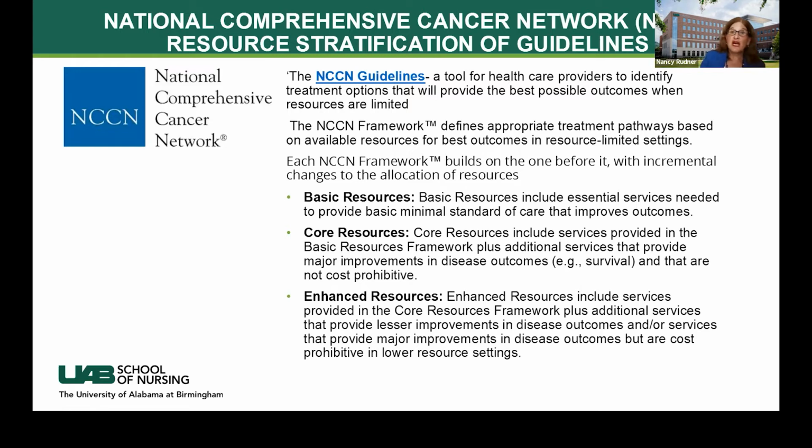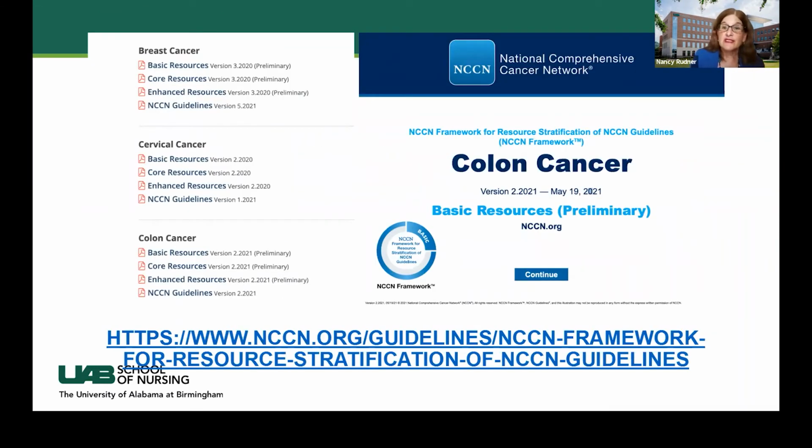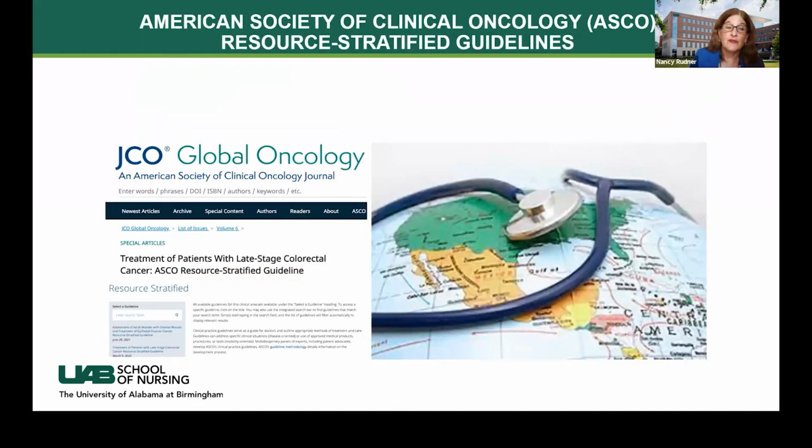We also have National Comprehensive Cancer Network Resource Stratification Guidelines, and that divides up the resource stratification into basic, core, and enhanced resources. There are also resource stratification guidelines, for example, in colon cancer. And these are available on the internet. The American Society of Clinical Oncology also has resource stratified guidelines.